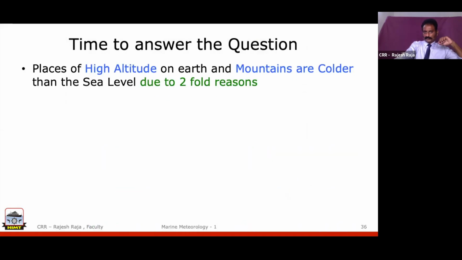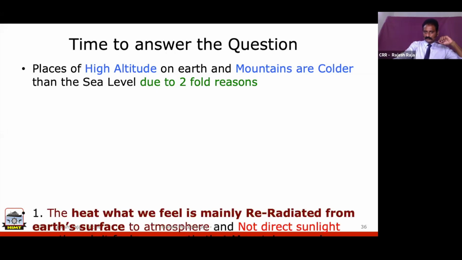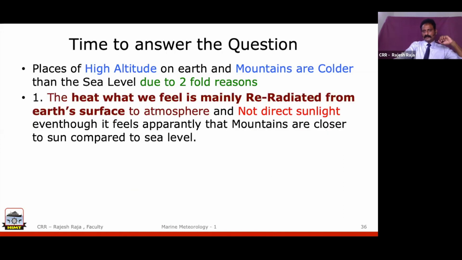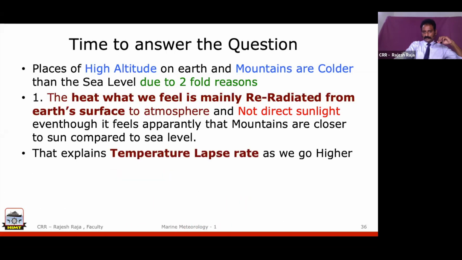Now, answer to the question. I have twofold reasons why places of high altitude or the mountains are colder. Number one, the heat what we feel when you are standing somewhere on the Earth, let me take on the surface and maybe on your balcony, when you go up, is mainly the re-radiated Earth's surface heat. Okay, it is not the direct sunlight. Sunlight, yes, does give some heat. That is why daytime is hot when you stand in the sun. But that is not the main reason. Now, this same is the cause for the temperature lapse rate also. Why, as and when we start going up in the altitude, our temperature falls. This is one of the main reasons.